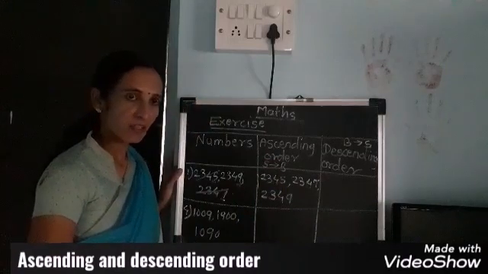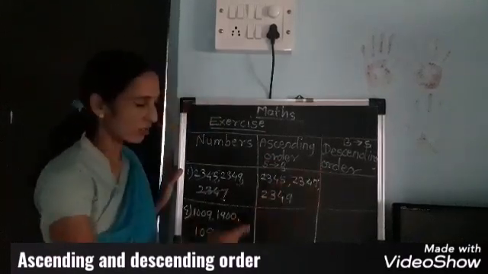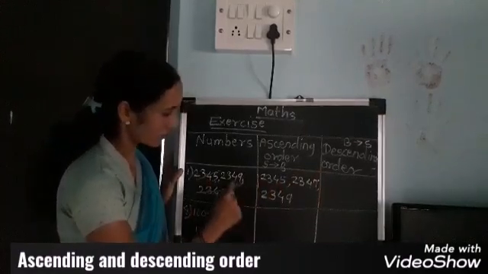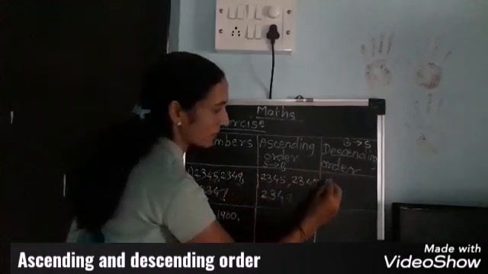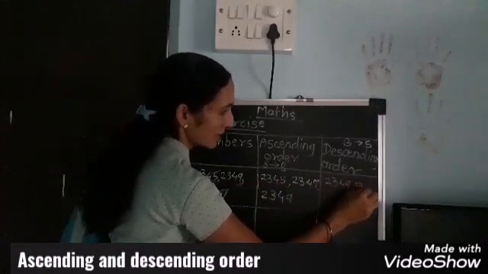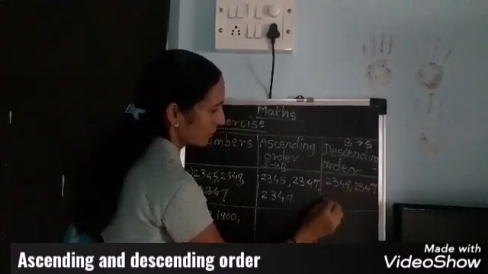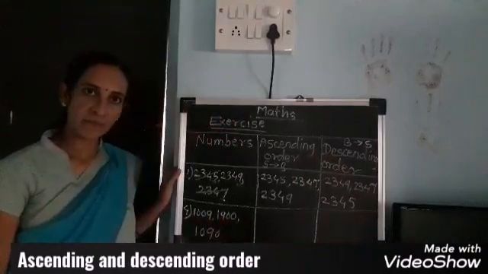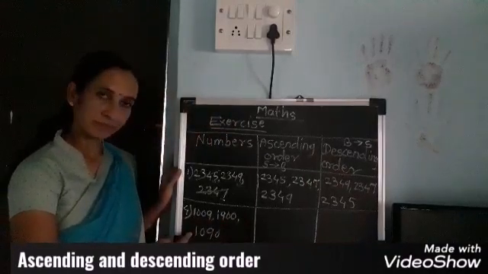Once you get ascending order, it is so easy to write descending order. Exactly opposite. This is the biggest number. Sorry, the biggest number we have to write first. 2349, 2347, 2345. Now see the fourth example.